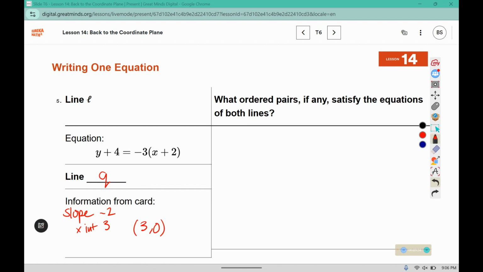So we use the point-slope form. We have y minus y1 equals m times x minus x1. You can distribute here. We don't need the minus 0 anymore. Negative 2 times negative 3 is positive 6.